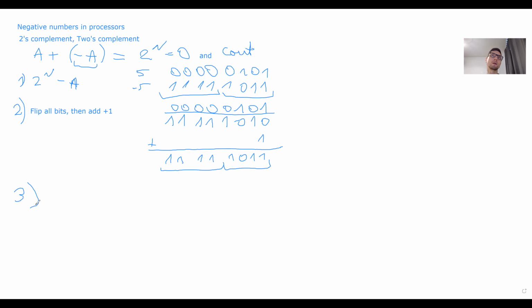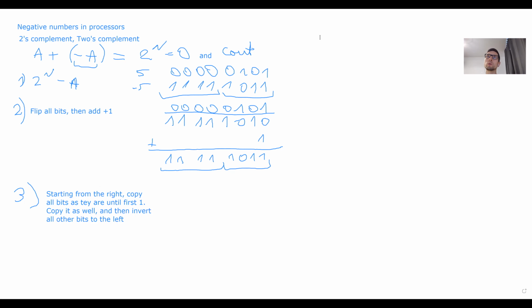And the third way is: starting from the right, copy all bits as they are until the first 1. Copy it as well, and then invert all other bits to the left. So starting from the right, copy all bits as they are until you meet the first bit which is 1. Copy that one as well, but then invert all other bits to the left.